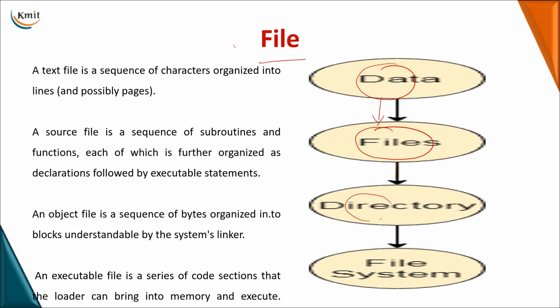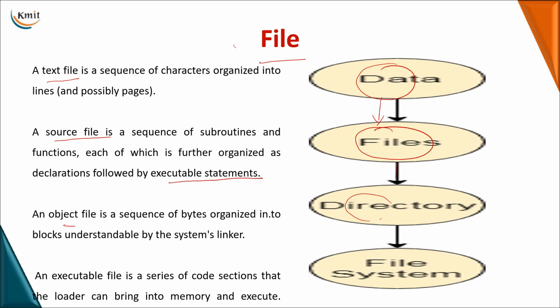Now when you go for a file, you might have encountered different types of files. A text file, where you just store the data in the form of characters or lines, and a source file. Normally when we write a C program or any program, we call that a source file, where you have some executable statements written.